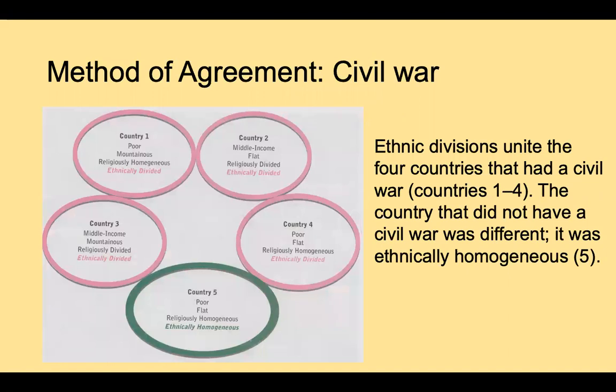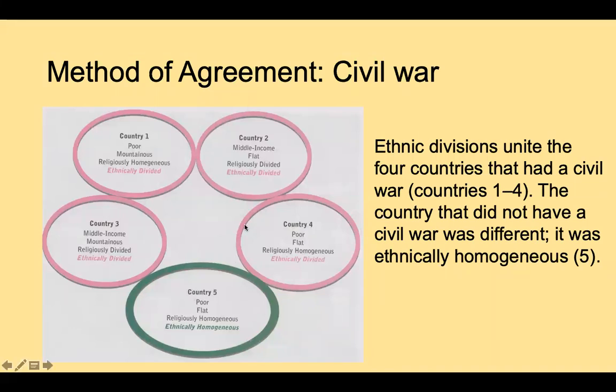Let me read in a clear, straightforward statement the conclusion from this second component of the analysis. So using the method of agreement to analyze civil war, we concluded that ethnic divisions unite the 4 countries that had a civil war, countries 1 through 4. The country that did not have a civil war was different. It was ethnically homogeneous. And so that suggests then that ethnic divisions cause civil war.